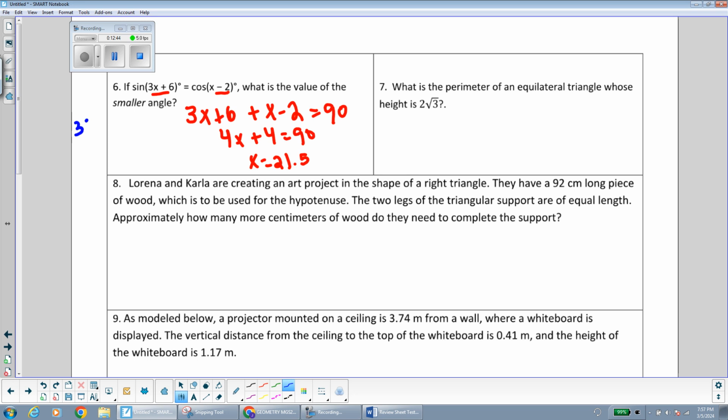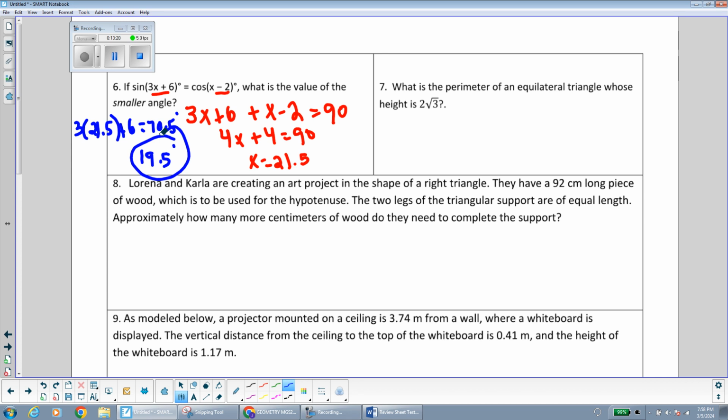So 3x plus 6 is 70.5 degrees. And x minus 2 is 21.5 minus 2. And 21.5 minus 2 is 19.5. So the 19.5 degree angle is the smaller angle. Moving on to number 7.